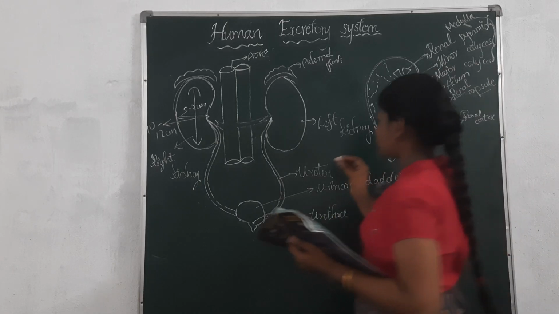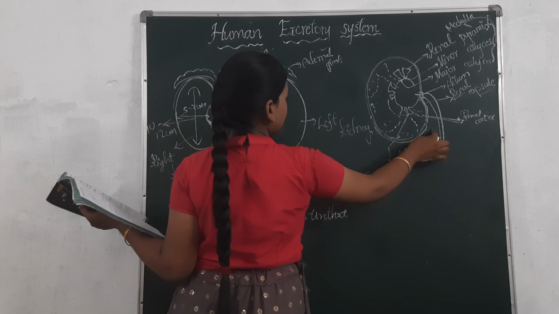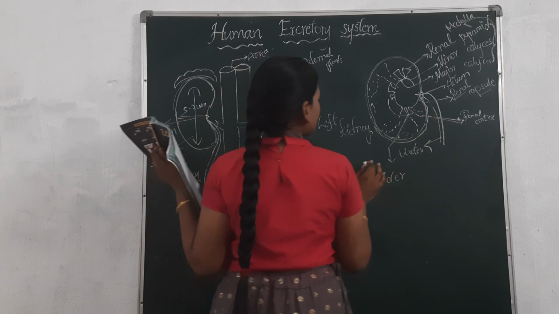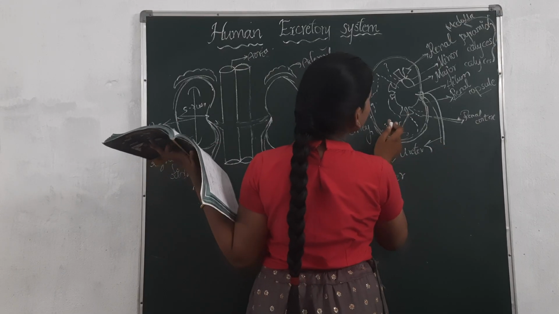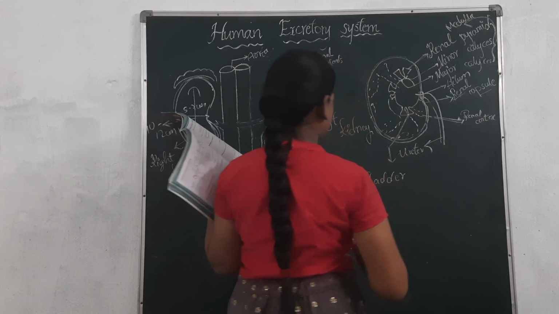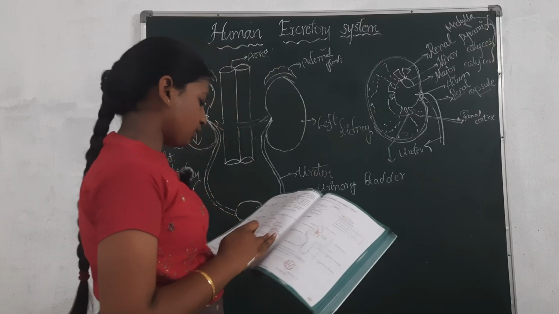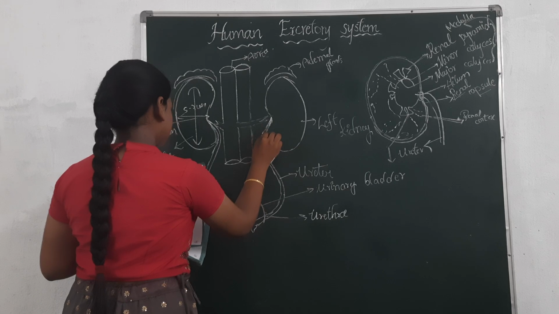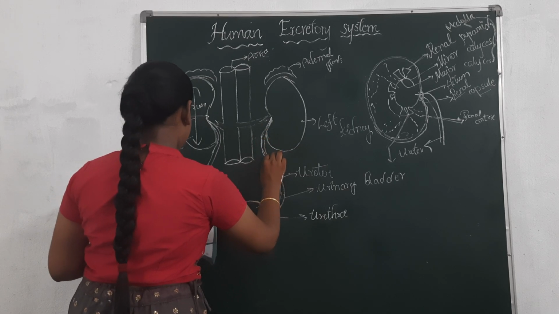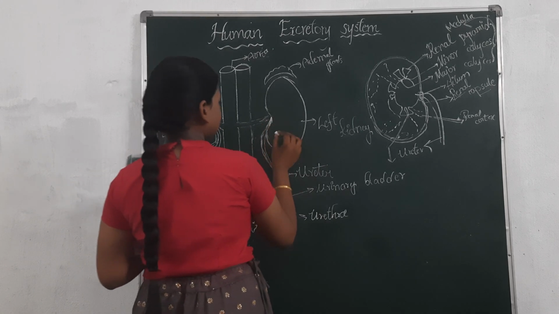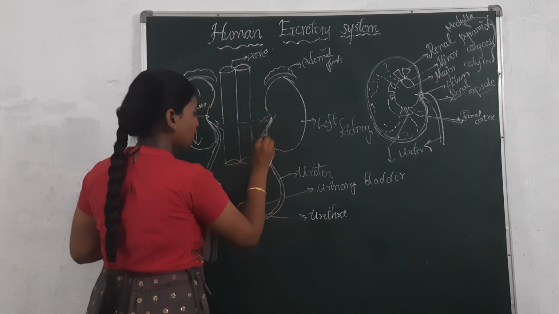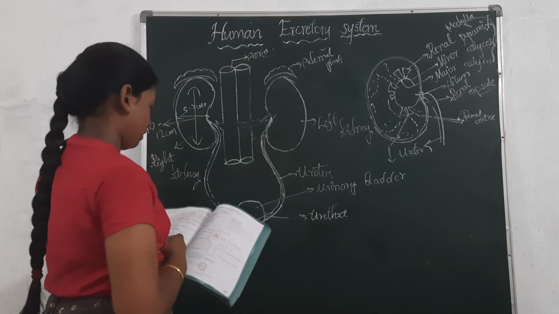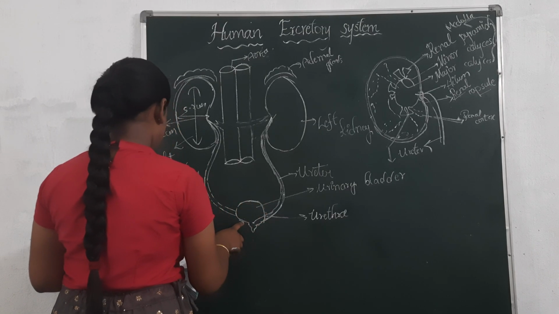These are connected to the ureter. Here this is the ureter and this is the inner part of the kidney. Next, the ureter. The ureter is a duct arising from the kidney to carry the urine to the bladder. Here the urine is carried through this ureter, which goes into the urinary bladder.